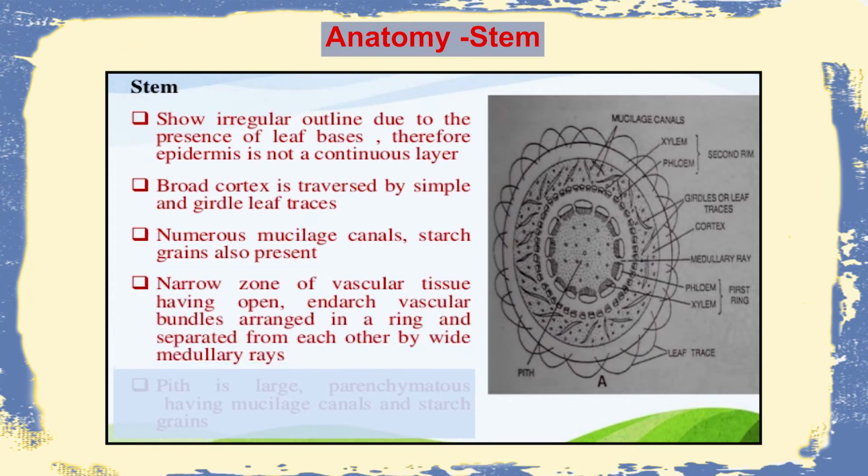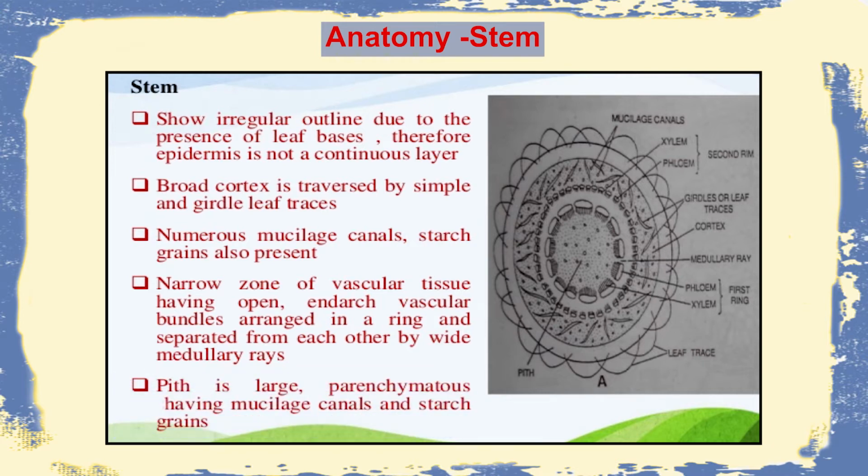The central part of the vascular tissue is actually having open endarch vascular bundles arranged in a ring, and they are separated from each other by a band of parenchymatous tissue called medullary rays. The central pith is large parenchymatous, and it is also having mucilage canals and starch grain.